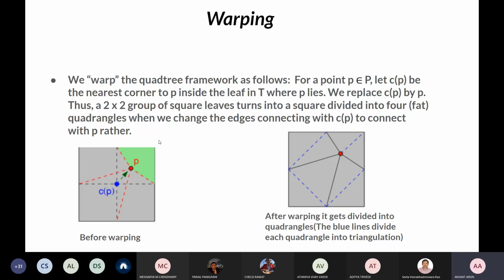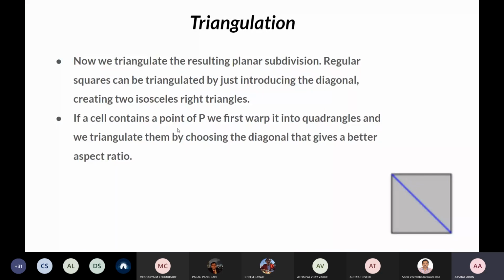Thus, a 2 cross 2 group of square leaves turns into a square divided into 4 fat quadrangles when we change the edges connecting with C of P to connect with P instead. Here we see the neighbor leaves are connected to C of P via edges. Now we change C of P to P. So now they connect to P rather than C of P, and the 4 squares get converted to 4 fat quadrangles. Now we see what triangulation is. We triangulate the resulting planar subdivision. Regular squares can be triangulated by just introducing the diagonal, creating two isosceles right triangles.